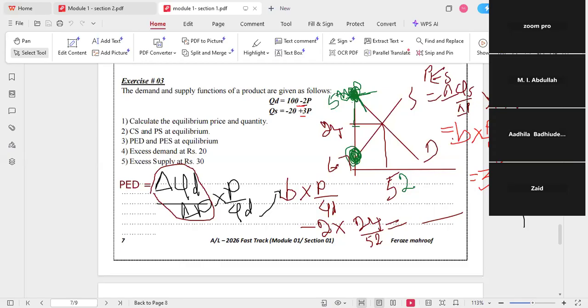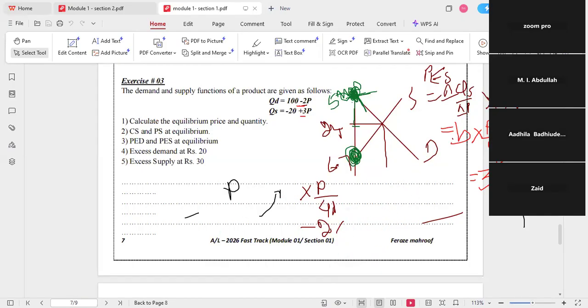Okay. So PED and PES we have got, right? Now let us go to the fourth question. Excess demand at rupees 20. Excess demand at rupees 20. Right. So let's start the excess demand.